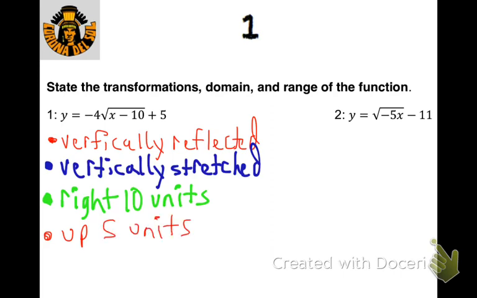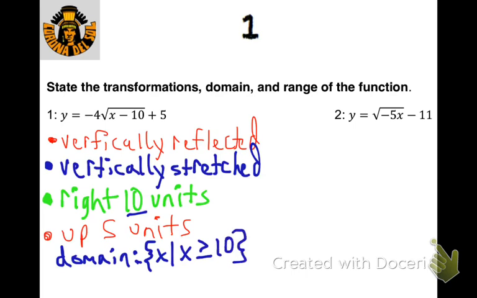Now the domain and range, the domain will be shifted right 10 units. So instead of it being x is greater than or equal to 0, it's going to be x is greater than or equal to 10. And then the range is shifted up 5 units, so it will start at 5, but it's been reflected, so instead of going up, it's going down, so it'll be y is less than or equal to 5.